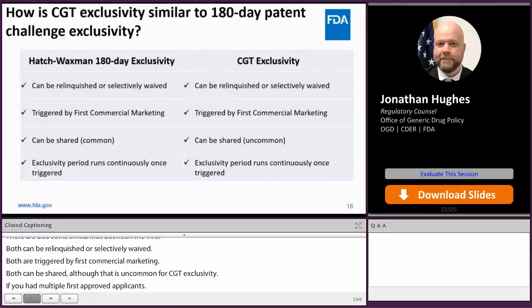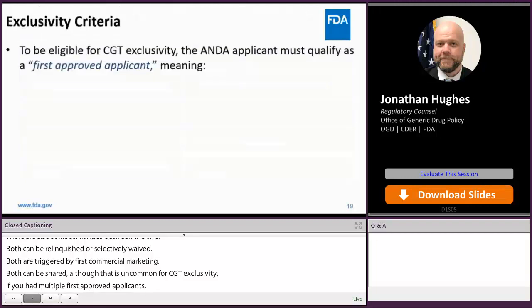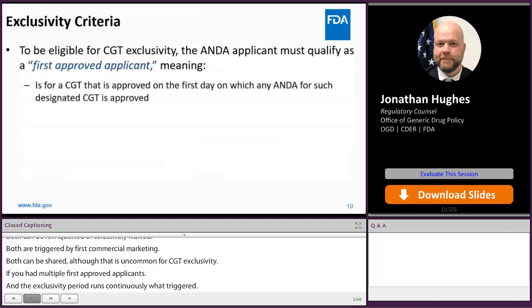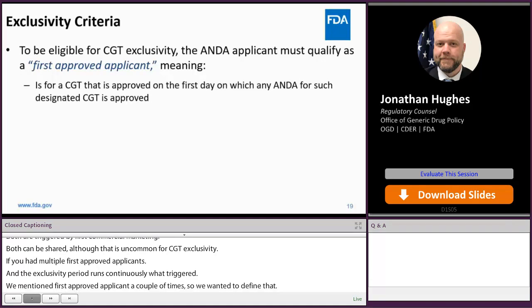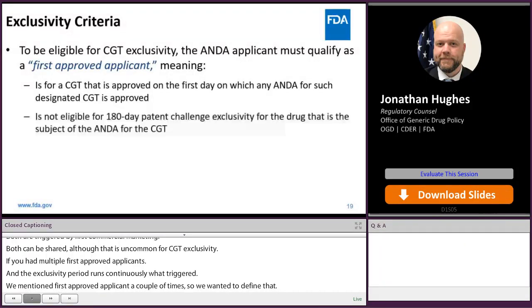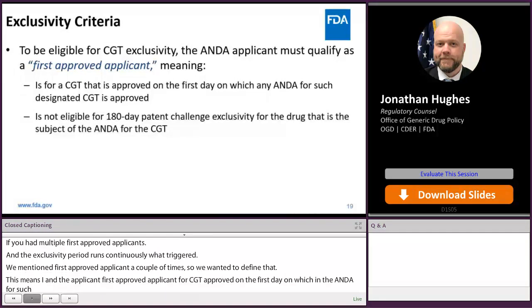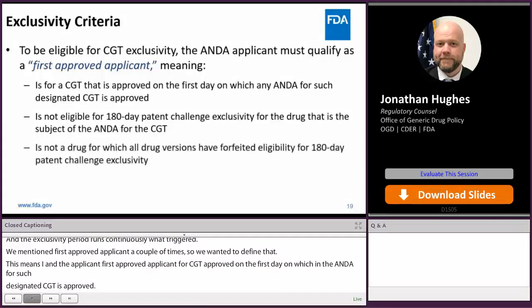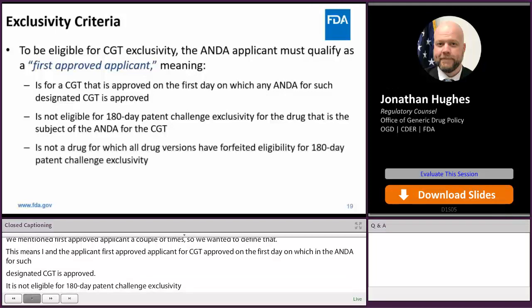We've mentioned first approved applicants a couple of times, so we wanted to define that. This means an ANDA applicant is the first approved applicant for a CGT approved on the first day on which any ANDA for such designated CGT is approved, not eligible for 180-day patent challenge exclusivity for the drug that's the subject of the ANDA for the CGT, and it's not a drug for which all versions have forfeited eligibility for 180-day patent challenge exclusivity.